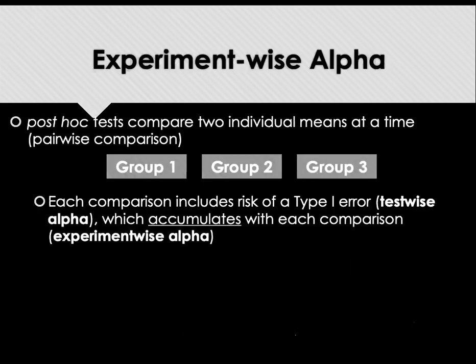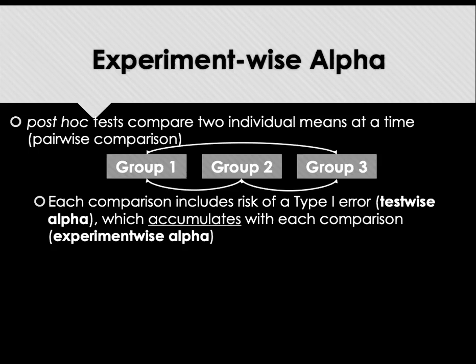Post hoc tests compare two individual means at a time, which is also called a pairwise comparison. So it will compare group 1 and 2, group 2 and 3, and group 1 and 3. And remember, each of those comparisons includes a risk of a type 1 error, which is called a test-wise alpha, and that accumulates with each comparison. And accumulating would give you an experiment-wise alpha.